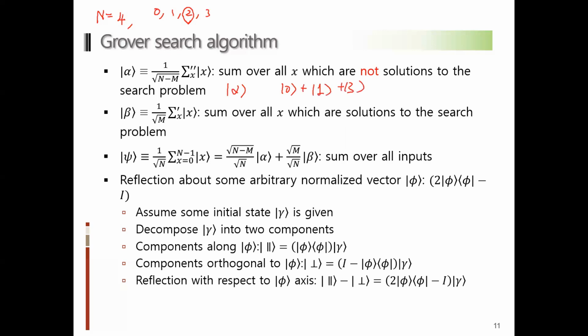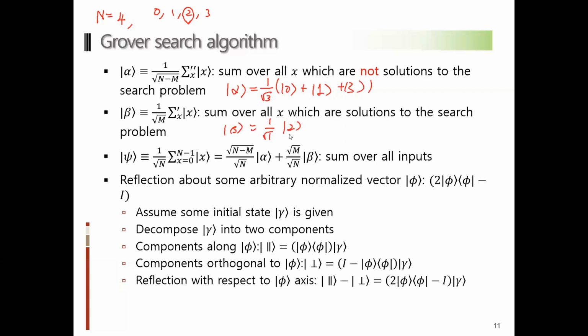Of course, this cannot be a good vector because it is not normalized, so we have to do the normalization with 1 over the square root of 3. And beta is composed of only the solution. In this case, there is only one solution, so the normalization factor is 1.